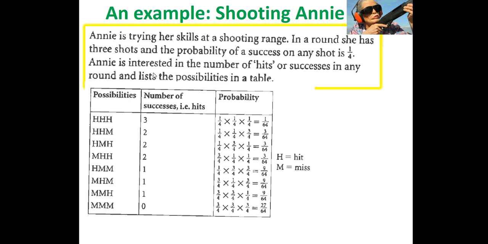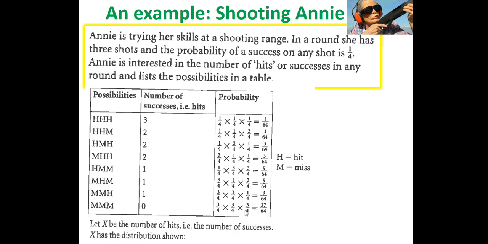The possibilities are: hit, hit, hit; hit, hit, miss; hit, miss, hit; miss, hit, hit, and so on. Basically, if you did a tree diagram, you'd get all these kinds of outcomes. Number of successes: 3 hits, so that's 3. Here there are 2 hits, 2 hits, 2 hits, 1 hit, 1 hit, 1 hit, and no hits. Hence 3, 2, 1, 0. Probabilities: for hit, hit, miss, it's 1/4 times 1/4 times 3/4, because a miss is a failure, which is 1 minus 1/4, or 3/4, and so on.